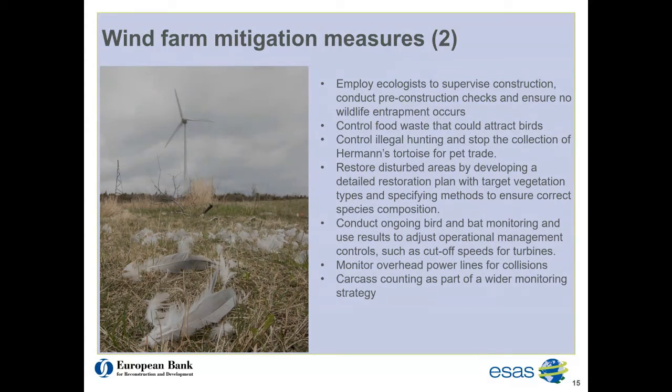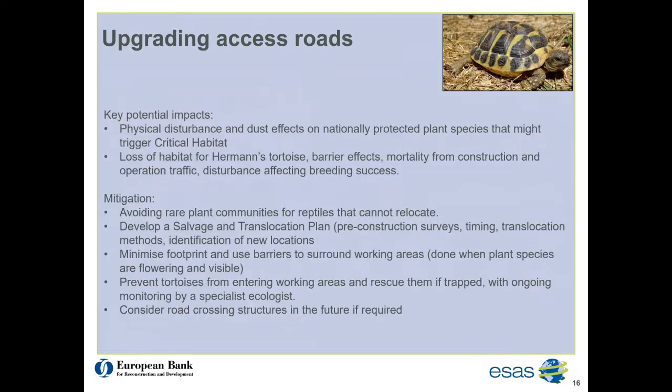We'll also come on to this, but the overhead power lines for the project that take the power from the wind farm to the national grid could also represent a barrier to bird species, and therefore it would be necessary to monitor those power lines for collisions. And we would also request that the client consider the need for bird flight diverters and other mechanisms that we'll consider in the next slide.